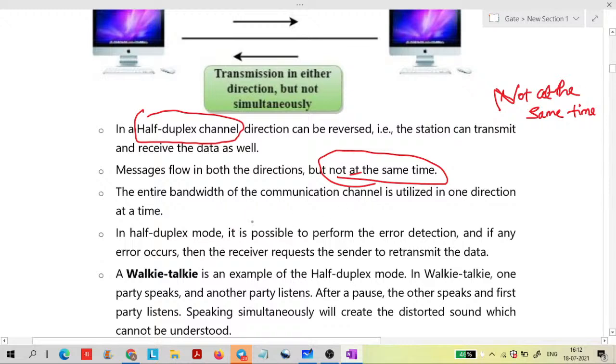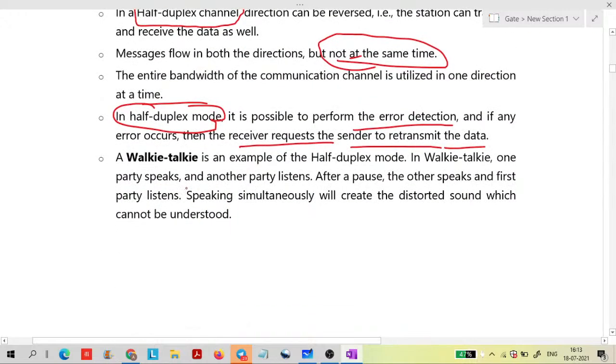So in half duplex mode, it is possible to perform error detection, and if any error occurs, the receiver requests the sender to retransmit the data. A walkie-talkie is an example of half duplex mode.